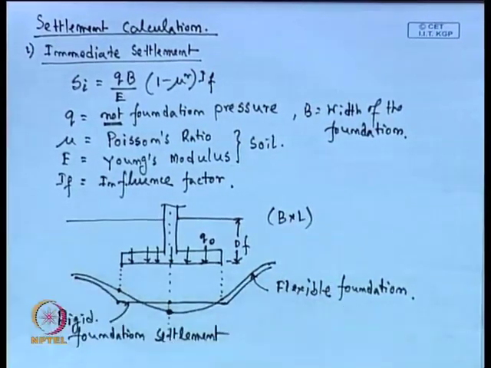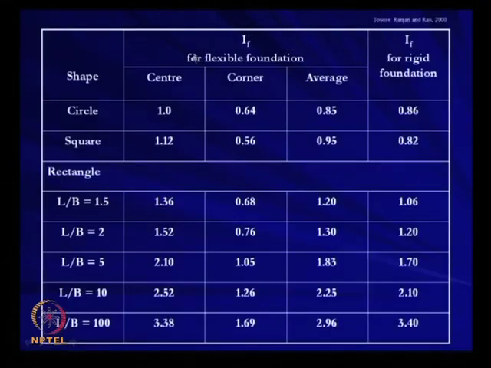One table we can consider is a table by which we can calculate the influence factor for the flexible foundation and for the rigid type of foundation. As I have mentioned, for the rigid type of foundation, this value is the same whether it is a corner or center. This applies to different types of foundation: a circle, a square, then the rectangle. The rectangle has different L by B values: 1.5, 2, 5, 10 to 100. For the flexible type of foundation, we can calculate the influence factor at the center, corner, and this is the average value.